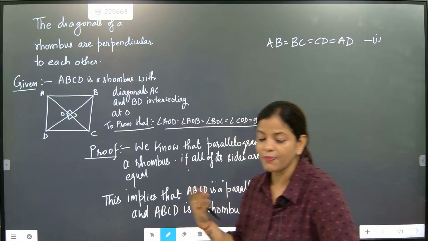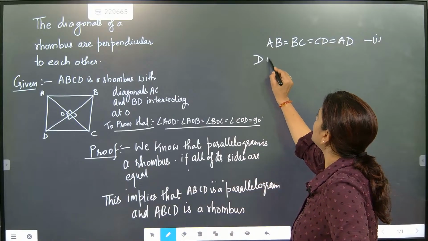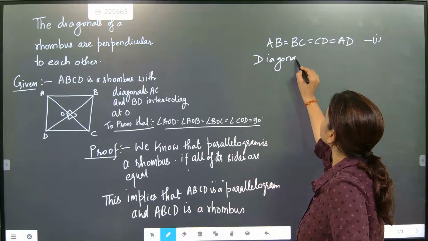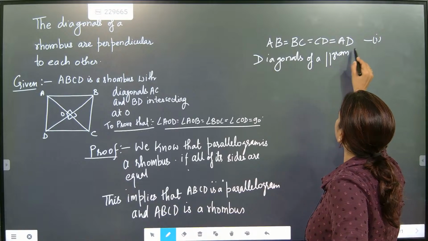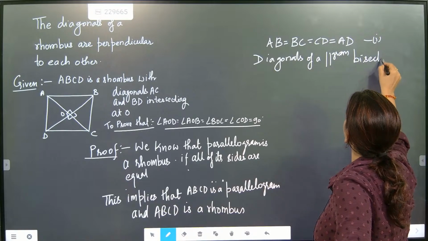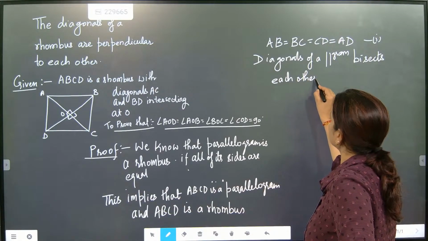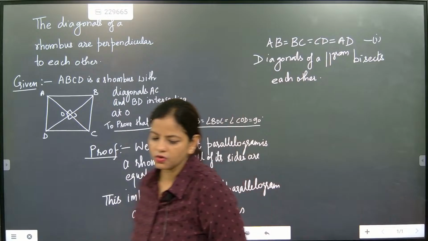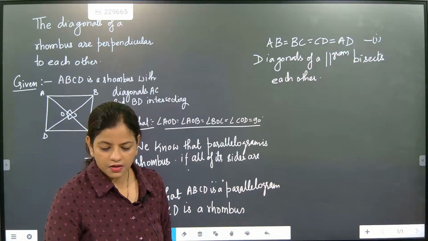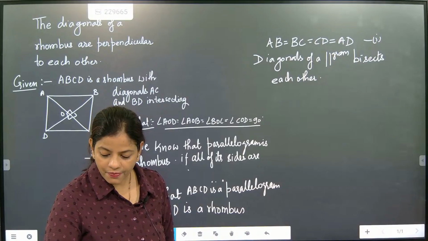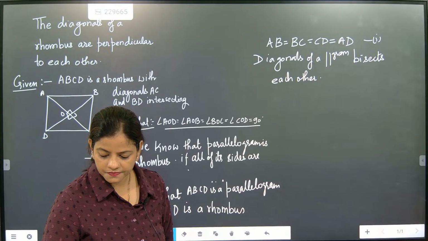Now, diagonals of a parallelogram also bisect each other. Next topic is that the diagonals of a parallelogram bisect each other. Understood? Yes, diagonals of a parallelogram bisect each other. That's also one thing.